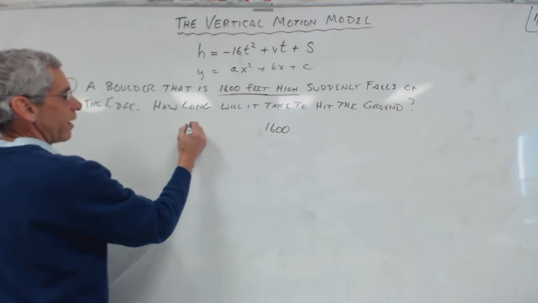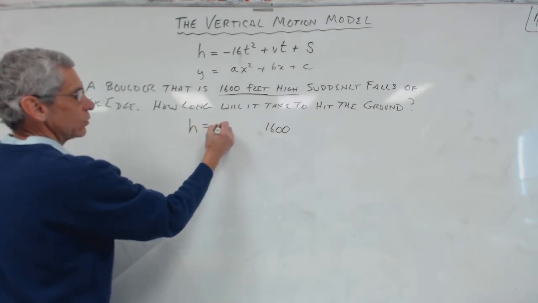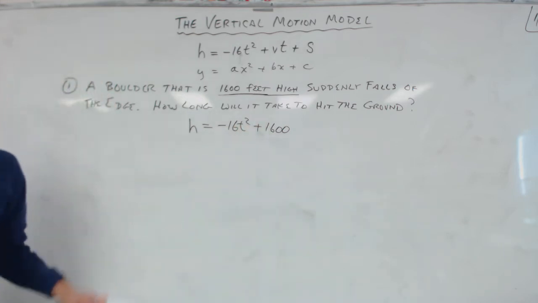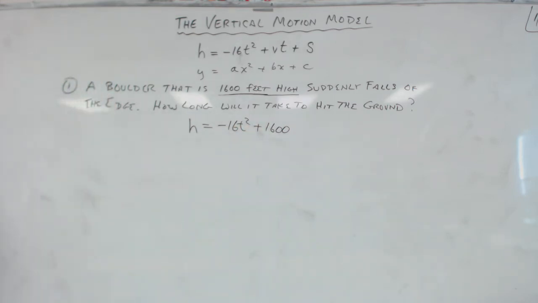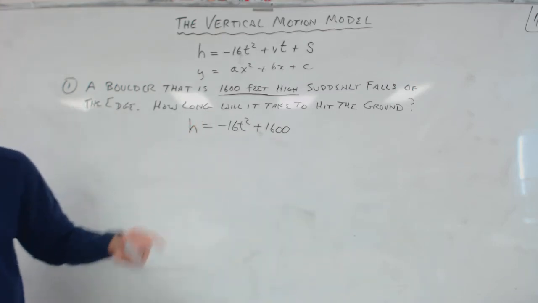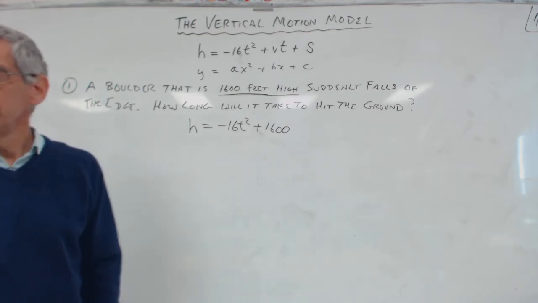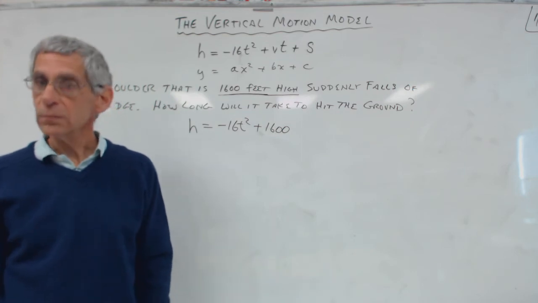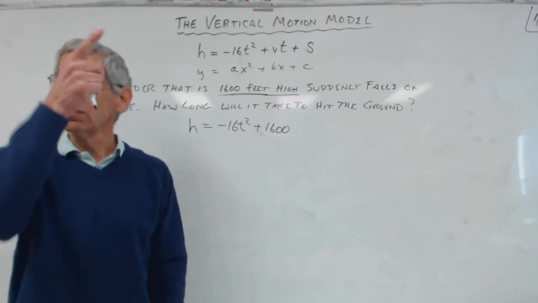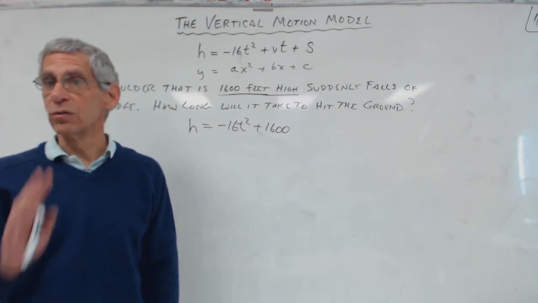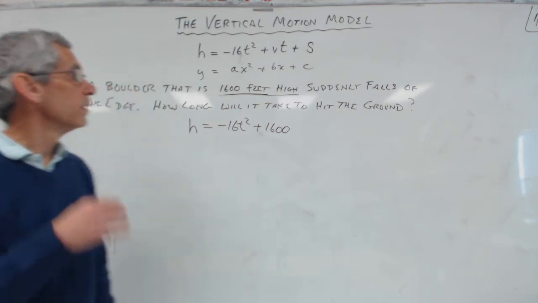So look, we have h is equal to negative 16t squared plus 1,600. We just don't have our vt term because v is 0, right? Does that make sense, you guys? We would have vt if someone were shooting a gun in the air or something. Yeah, totally. There would be a lot of initial vertical velocity from a gun, a big number, right?